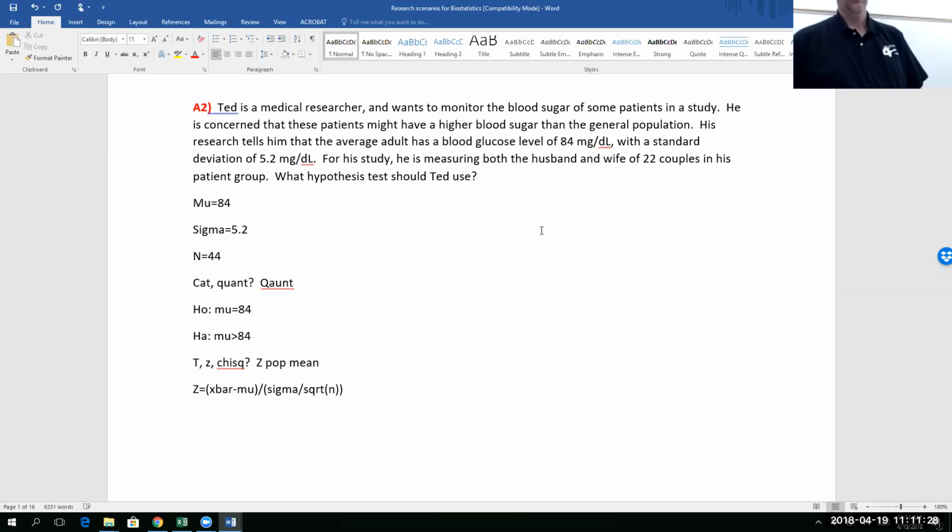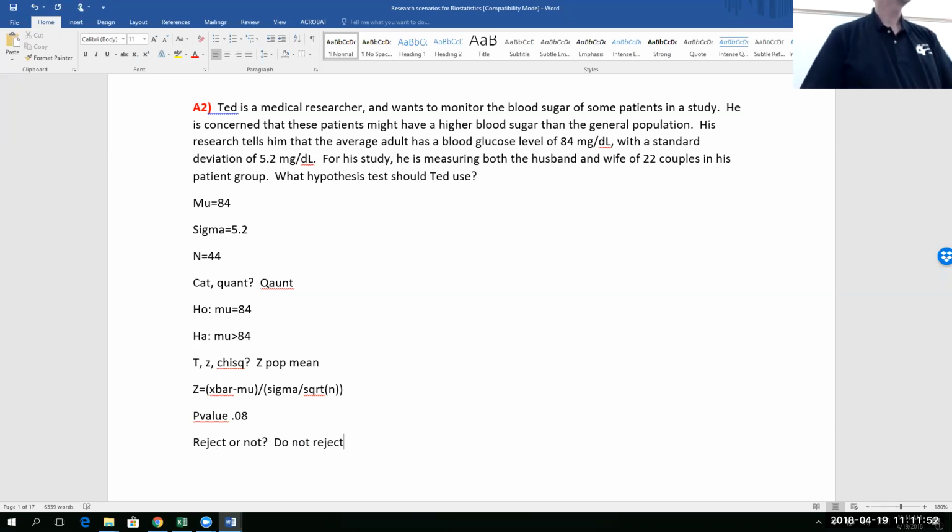Okay. Now, there's not enough information to actually calculate that, but the next step would be to what? Find the p-value. Let's say I get a p-value of 0.08. What do we do? Reject or not? Do not reject.